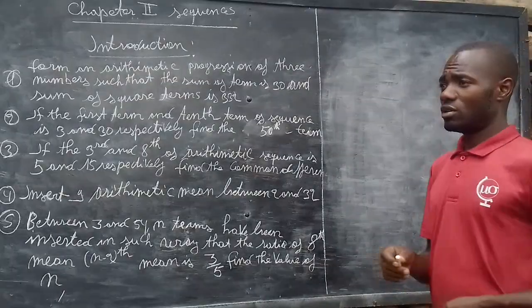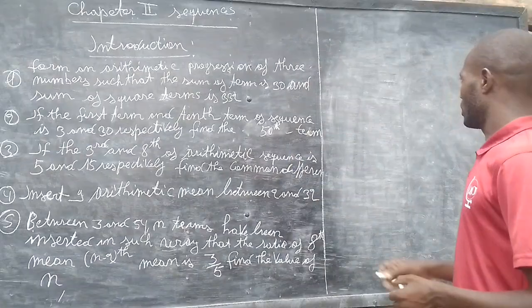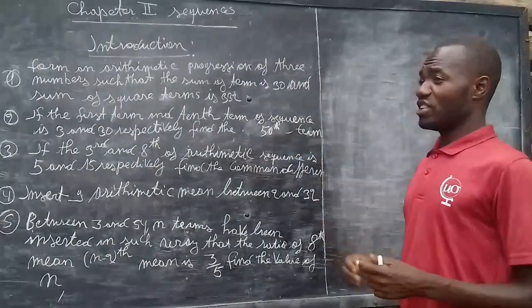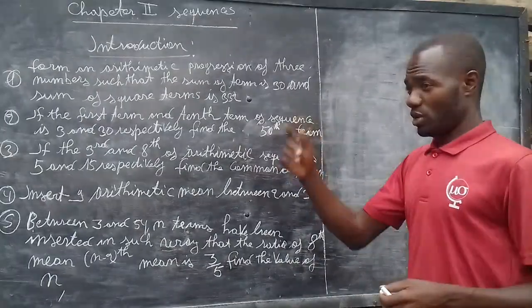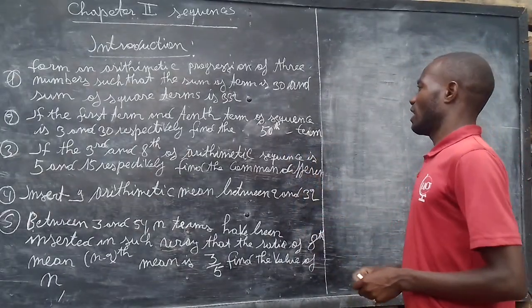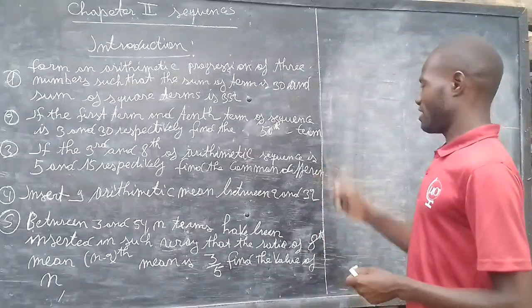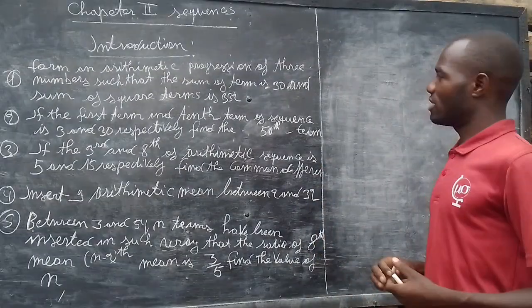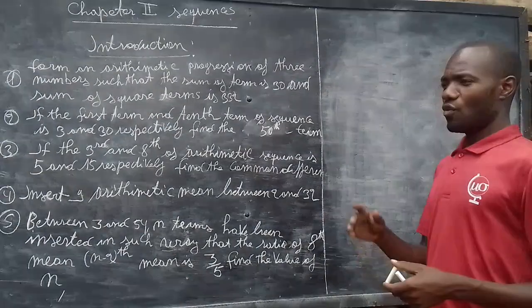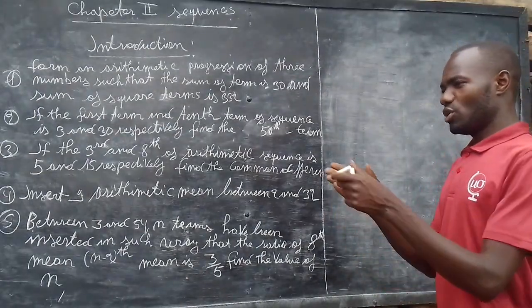Before we solve those 5 questions, there is what we call in that chapter a common difference. That is a key point which will come and go off and on as we move on in this chapter. So what we call a common difference: it is a number which is between numbers.